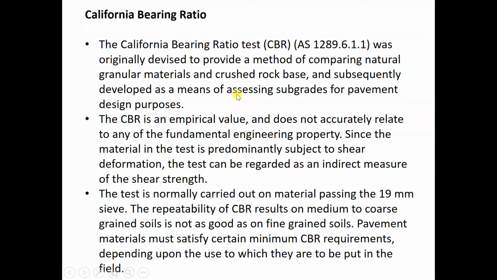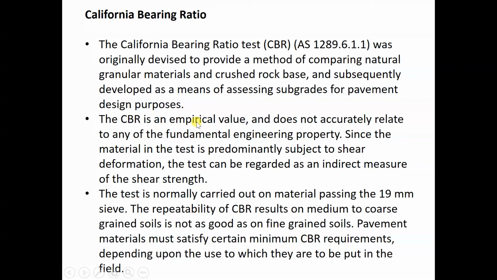You look at the natural material. The engineer will be able to assess how much CBR can be achieved. Maybe 5%, 5 or 6, 7 or 8. If the soil is very weak, it's a very weak subgrade, they could stabilize it to achieve a higher CBR.